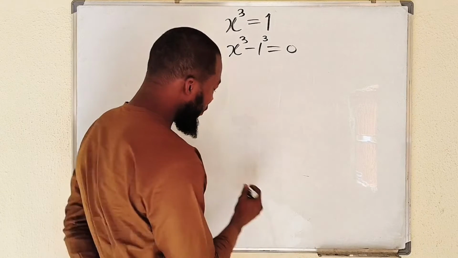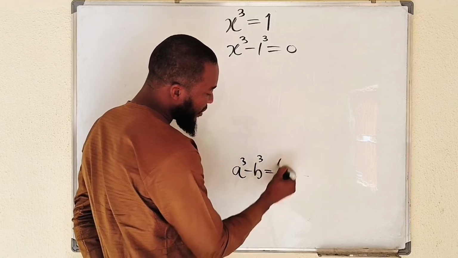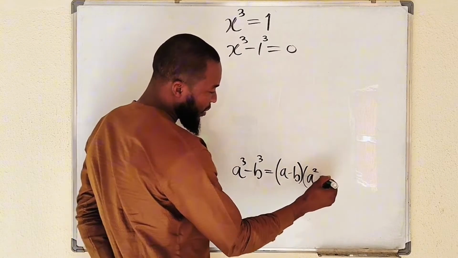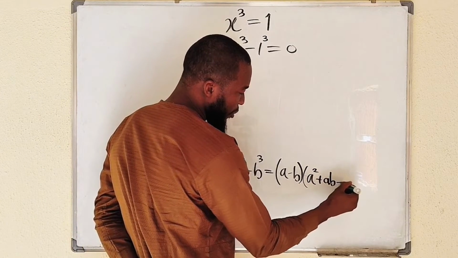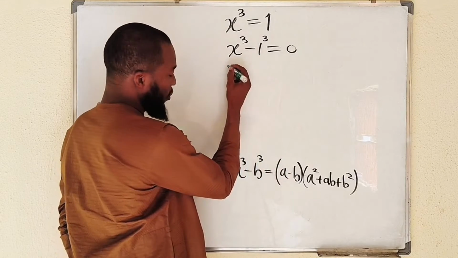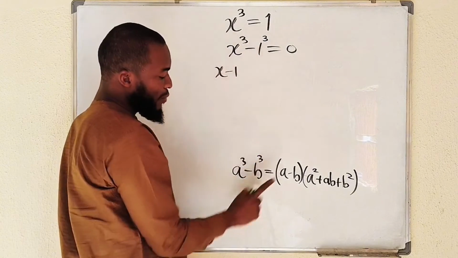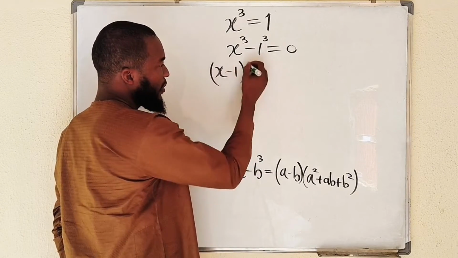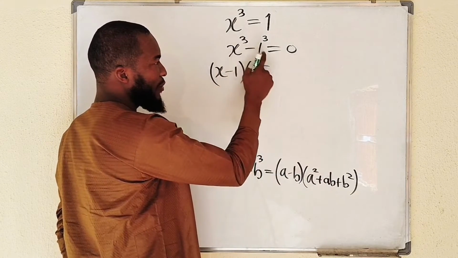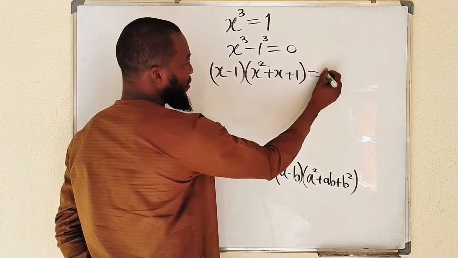And how do we factorize it? Remember, if you have a cubed minus b cubed, this is the same thing as what? A minus b multiplied by a squared plus ab plus b squared. So we're going to apply the same thing here. So this will be x minus 1, for which a is x and b is 1. They're multiplied by what? X squared. Then a times b, x times 1 is x. Then 1 squared is 1. This is equal to 0.